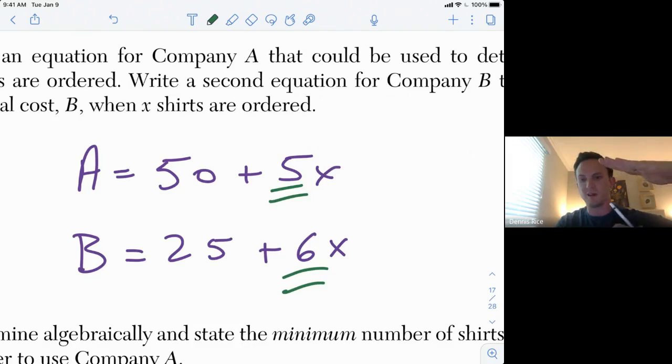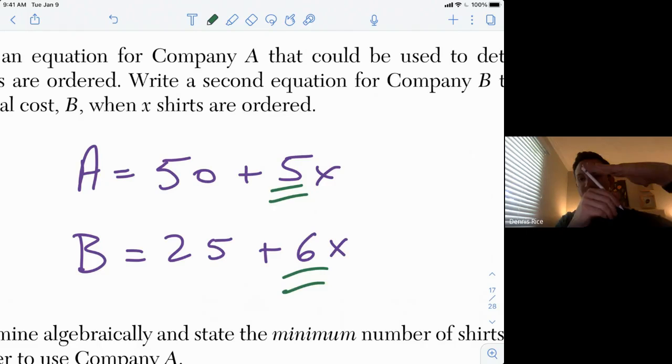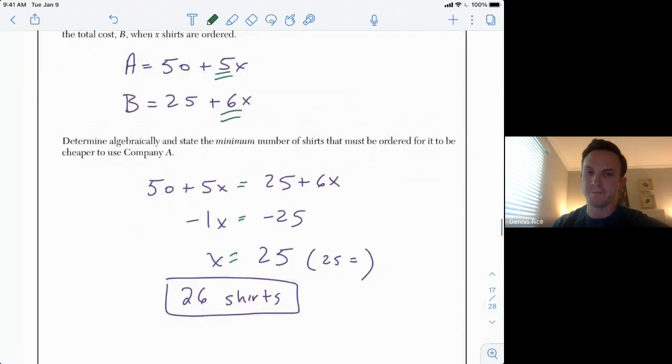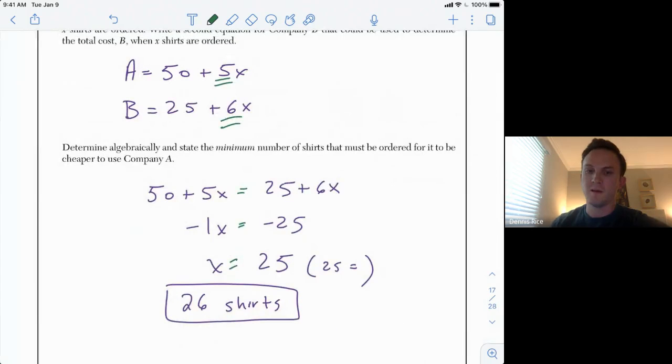Company A is more expensive at first. It's like 2 lines going like this. They have the same amount somewhere, and then it's going to be cheaper from that intersection. So the answer is 26. I initially made it an inequality, which you also could have done. If you wrote 25 shirts, that would be them having the exact same cost. So 26 is where A will start to win. Where when I say win, like it will start to be cheaper.